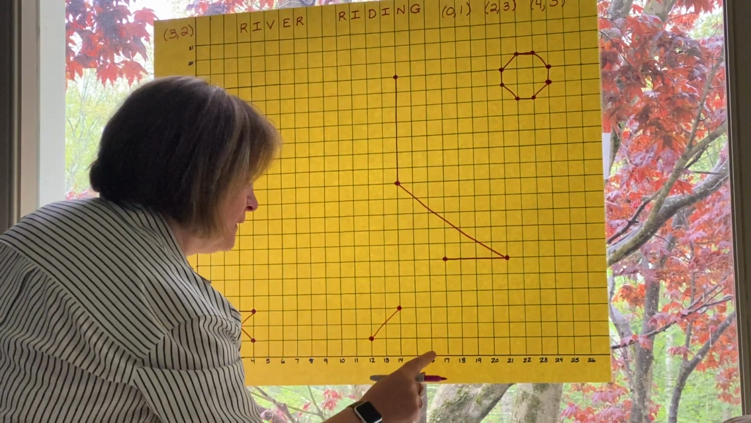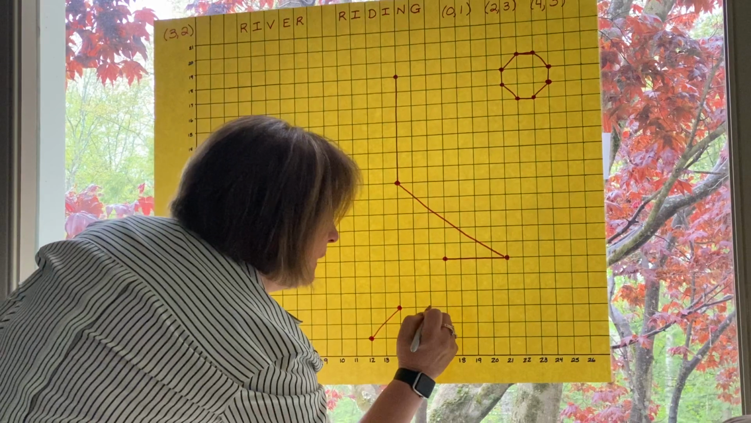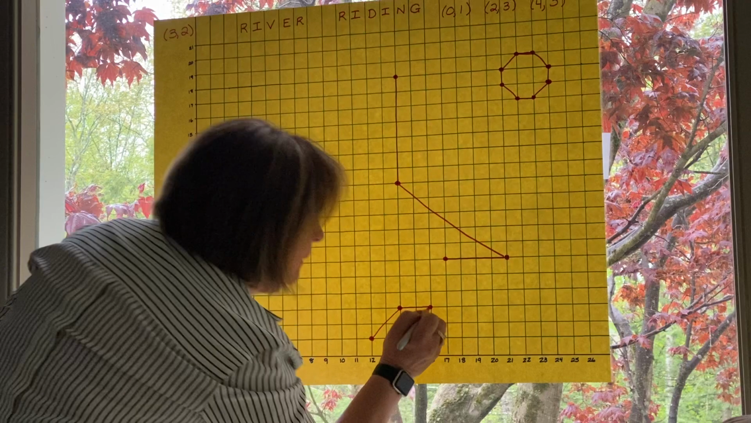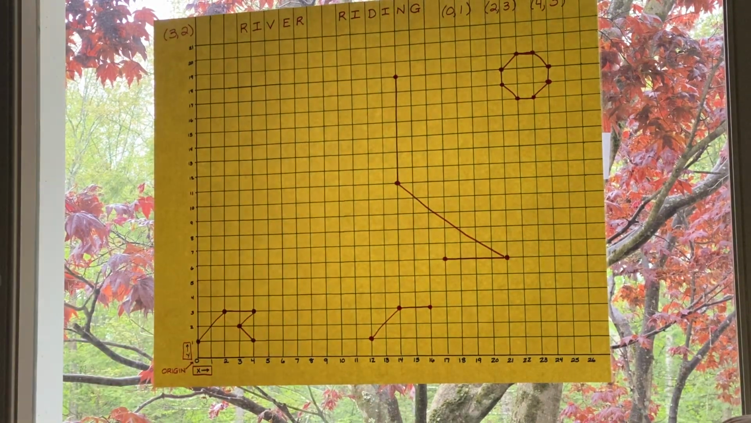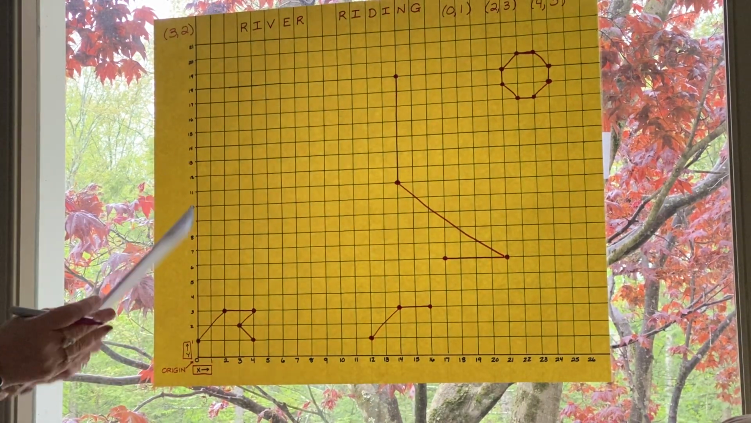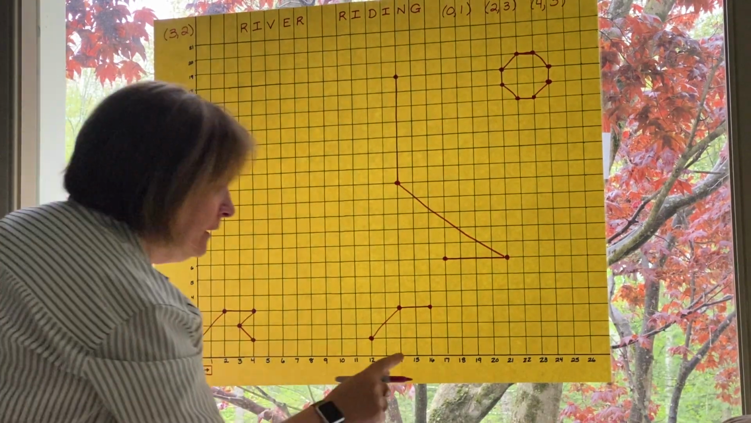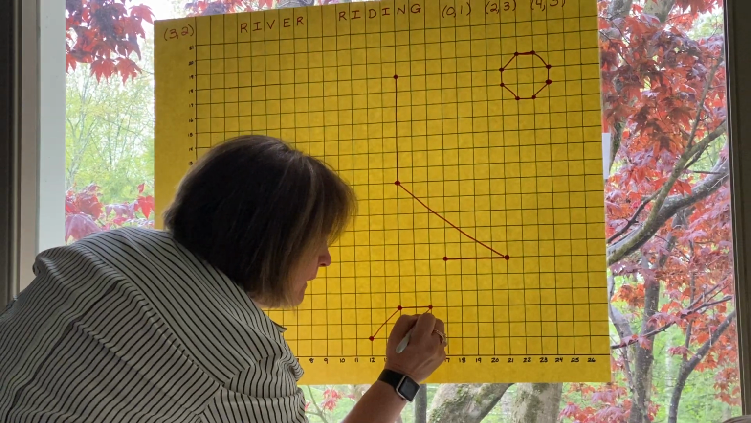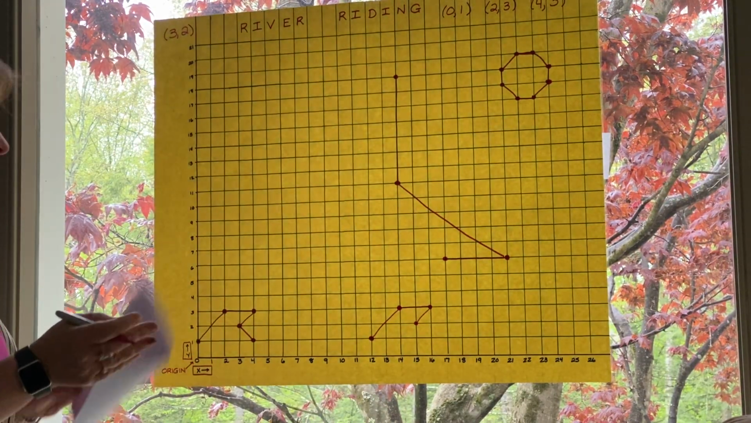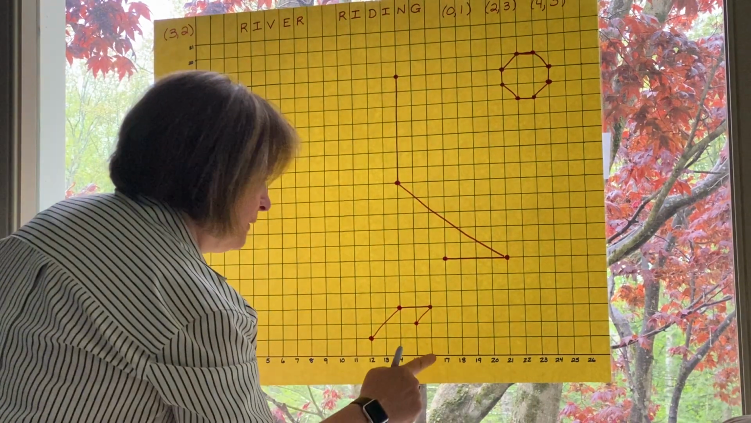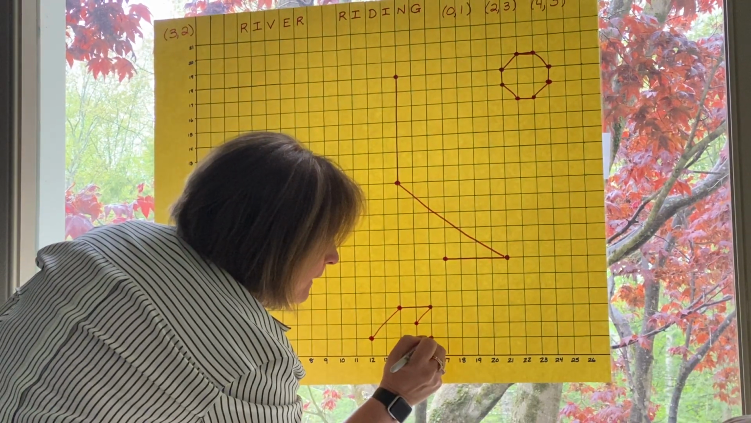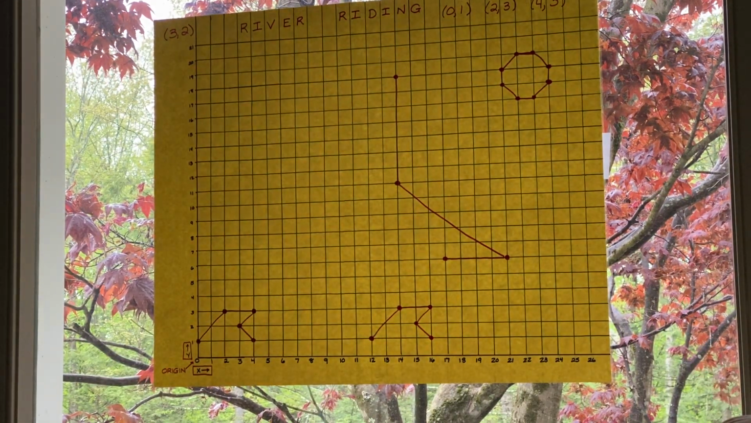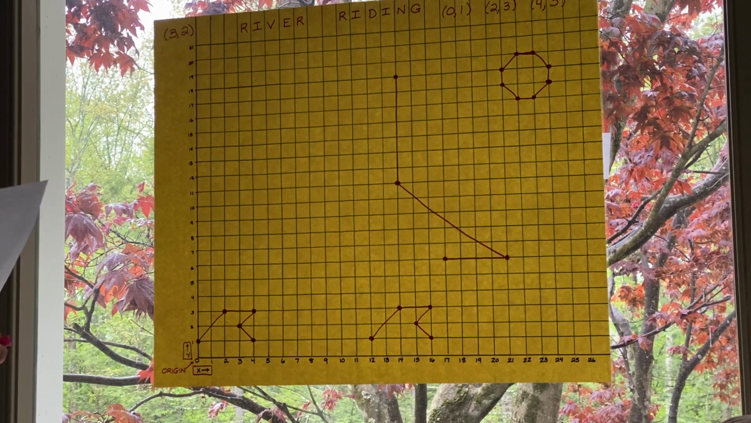16:3. Over 16, up 3. And connect them. Remember, always you go across before you go up and down. 15:2. So I'm here and I go up 2. And I connect these two. And 16:1. Here's 16, go up 1, and I connect these two, and then it asks me to stop. So that's interesting, trying to figure out what that is.